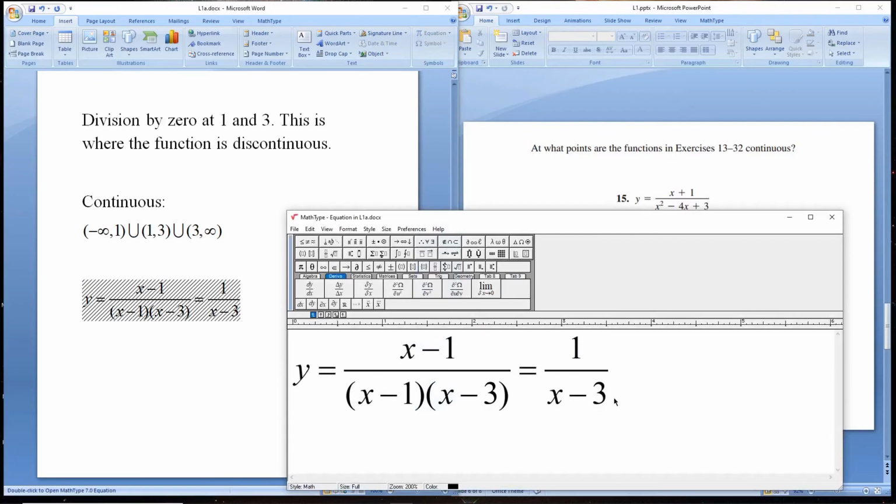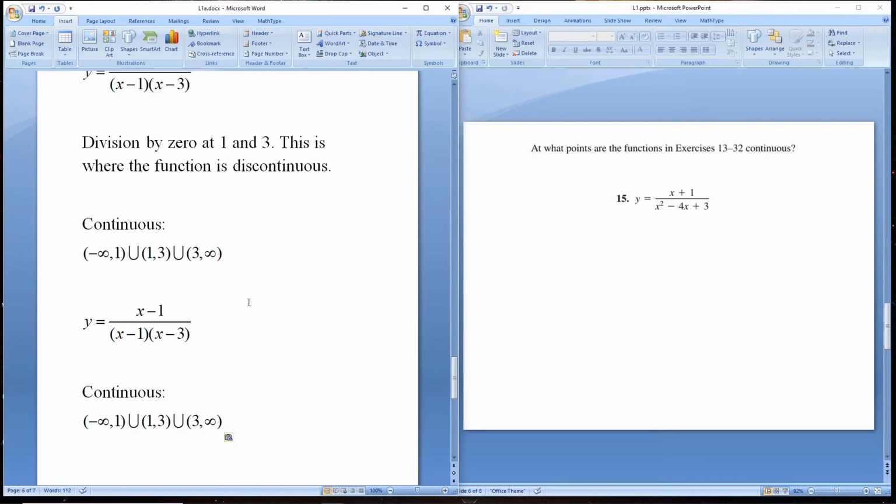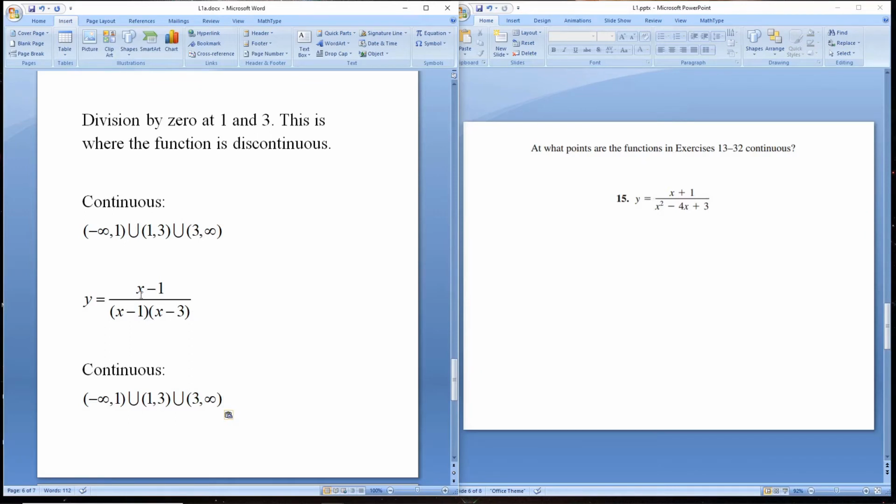So for this function here, I was just showing you how it simplifies. This function still has the same domain for continuity. It's still continuous on this interval. But what's different now between our previous one is that this function has 2 vertical asymptotes. Has a vertical asymptote at 1, has a vertical asymptote at 3. But because these x minus 1s divide out, this is a hole. So this function has a hole at 1 and then a vertical asymptote at 3.